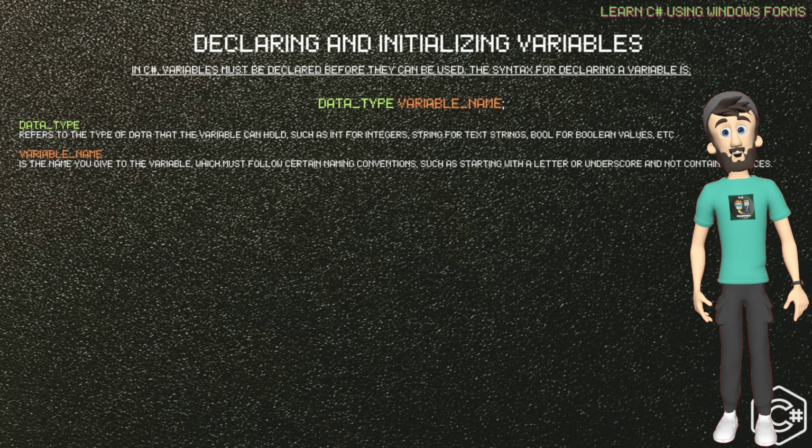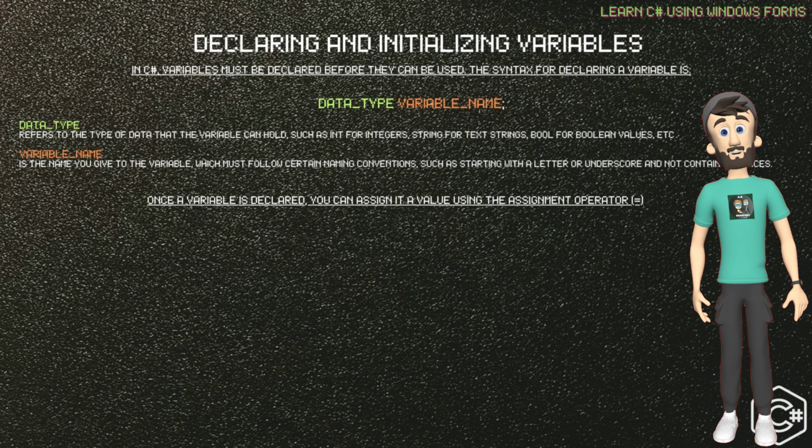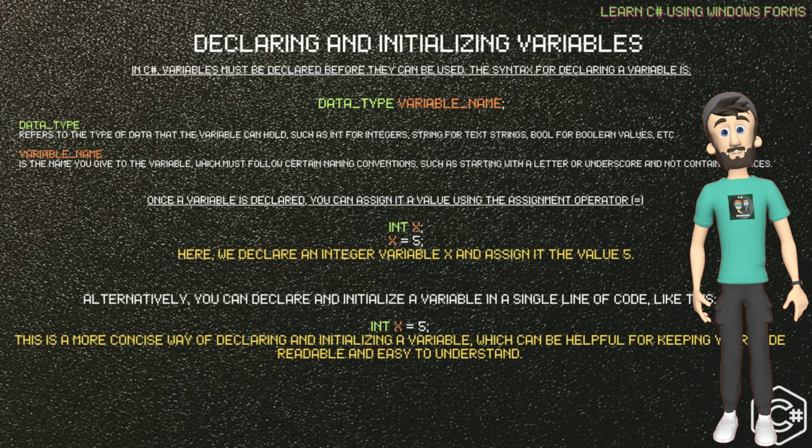Declaring and initializing variables. Once a variable is declared, you can assign it a value using the assignment operator, equals. Here, we declare an integer variable x and assign it the value 5. Alternatively, you can declare and initialize a variable in a single line of code, like this. This is a more concise way of declaring and initializing a variable, which can be helpful for keeping your code readable and easy to understand.